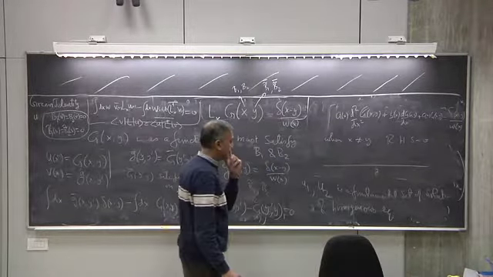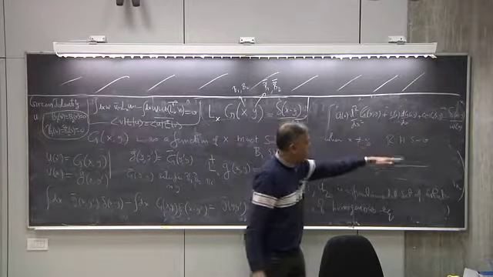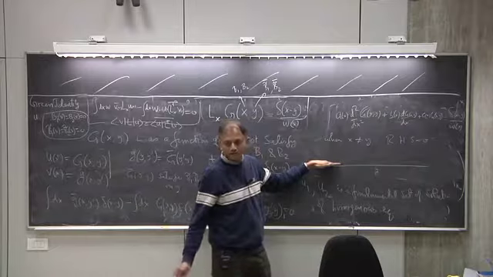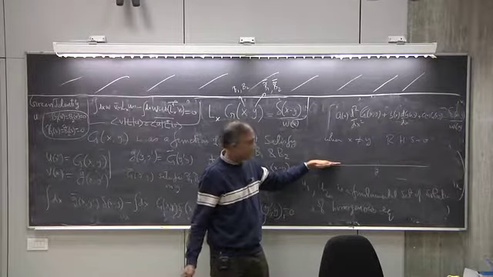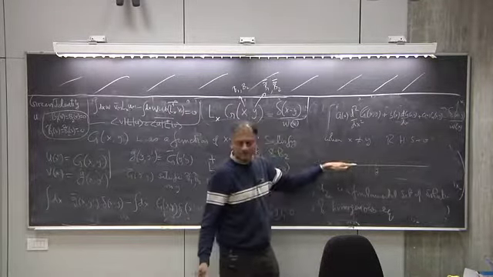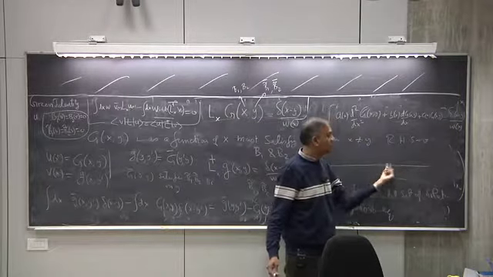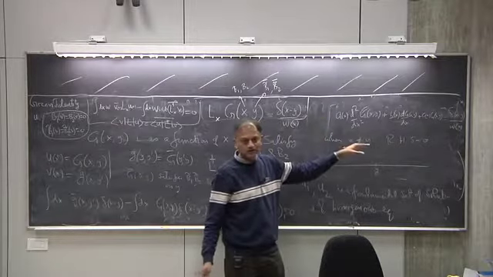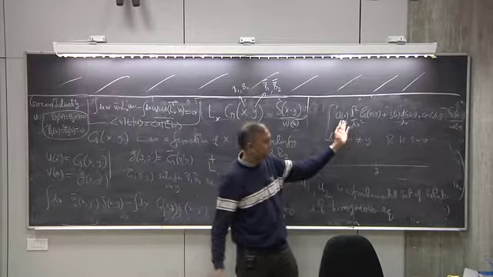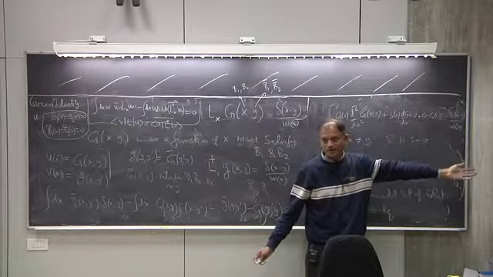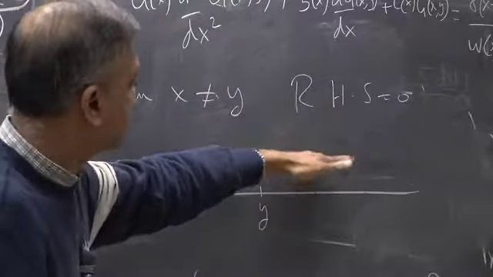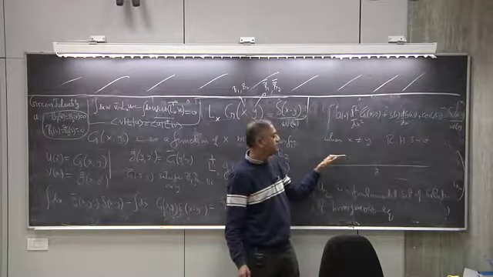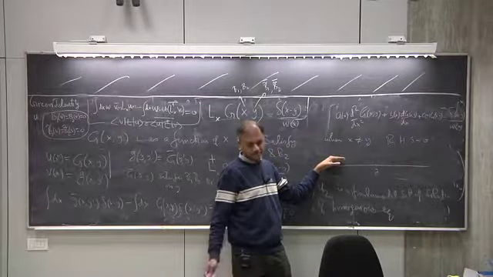In that case, this Green's function must be a particular linear combination of u1 and u2 on one side, and in general another linear combination on the other side. If it was the same linear combination, there is no way I would get a delta function at x equal to y; the right-hand side would simply be 0. So it cannot be the same linear combination. The linear combination appearing here and the one appearing here must be different.